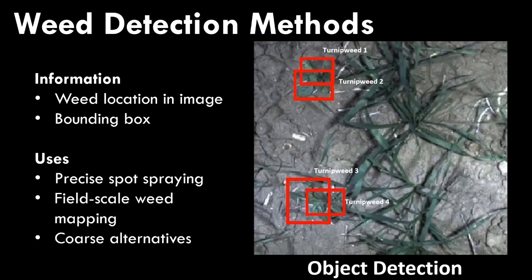So we still could do spraying with this, but we could also do more precise applications, potentially electrical weeding or other alternatives that require much more information on the location of that weed.